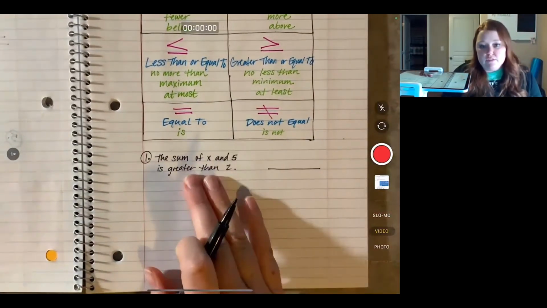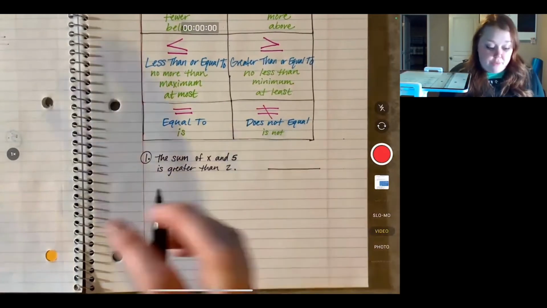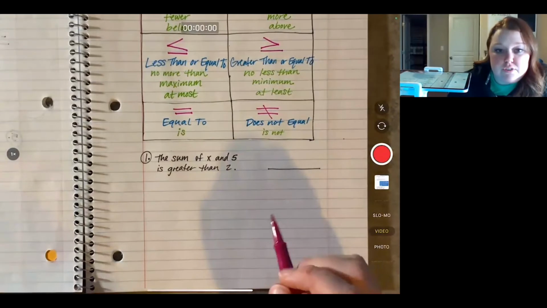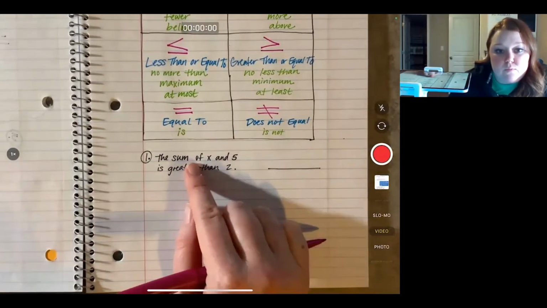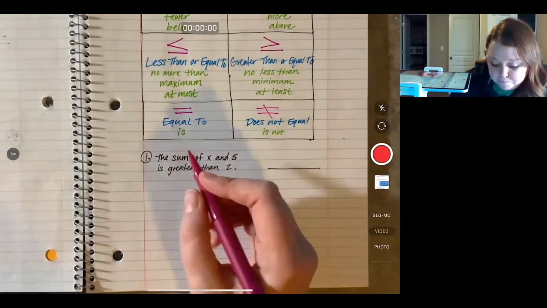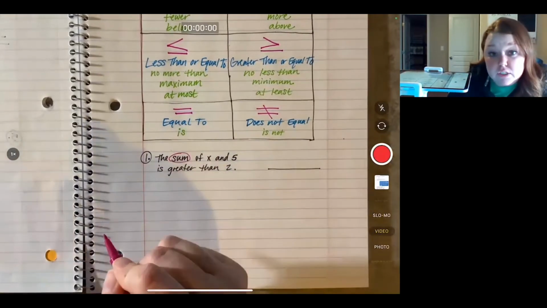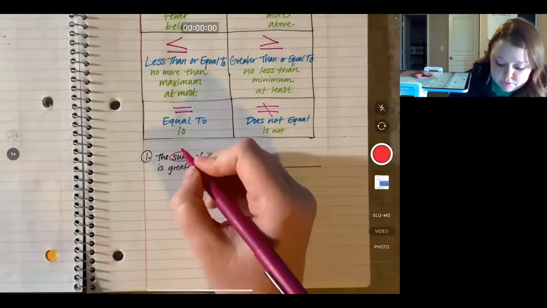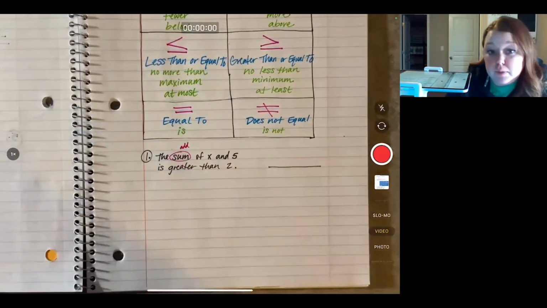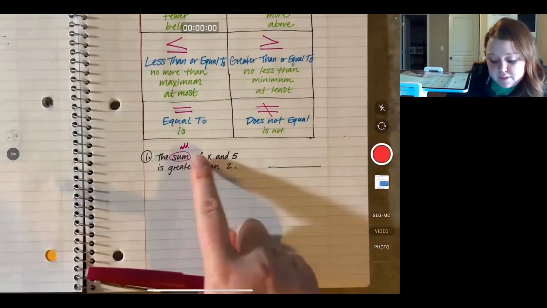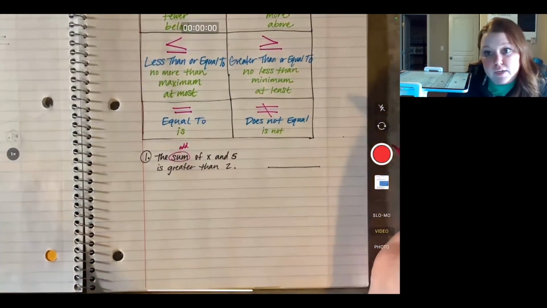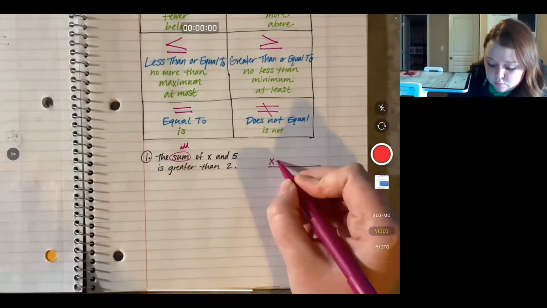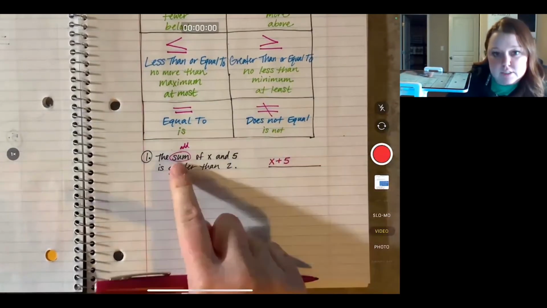So that's your phrase. Now we're going to write it into a mathematical statement. So here are my suggestions. Whenever you see a vocab word, circle it if you need to, but you need to remember what sum is. Sum means addition. So if you need to write addition right there, do it. So when I say the sum of X and 5, what are you doing with X and 5? You're adding them. So let's write X plus 5. So that's the sum of X and 5.